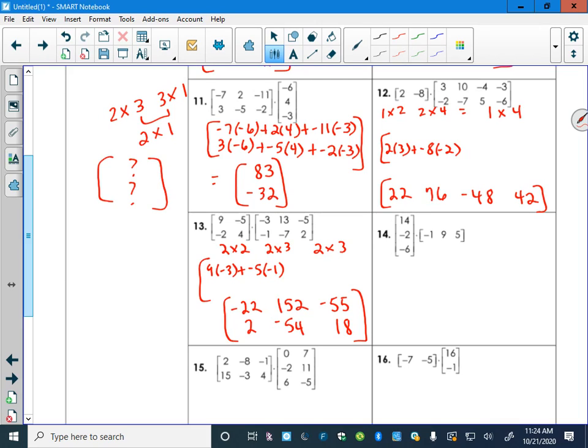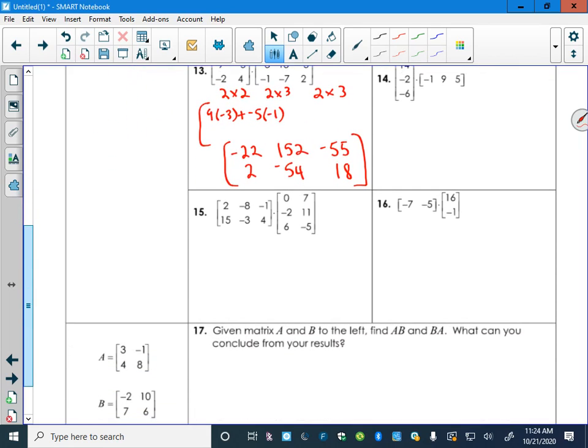Okay, let's jump down and do 16. 16, first of all, this is a 1 by 2. This is a 2 by 1. So the resulting matrix would be a 1 by 1 because these would cancel. To do that problem, all I would have to do is multiply negative 7 times 16 plus negative 5 times negative 1. And the resulting matrix is negative 107.